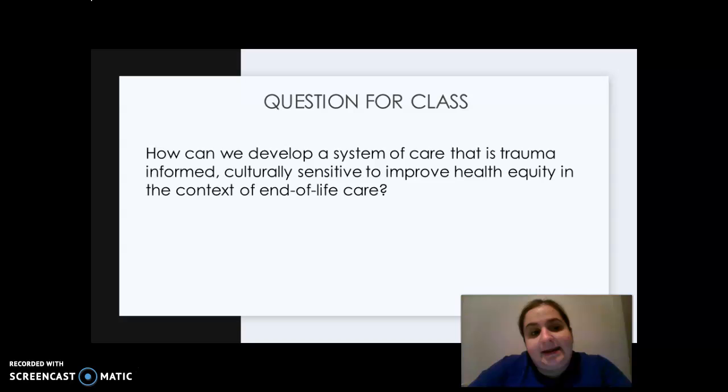So my question for the class is, how can we develop a system of care that is trauma-informed and culturally sensitive to improve health equity in the context of end-of-life care?